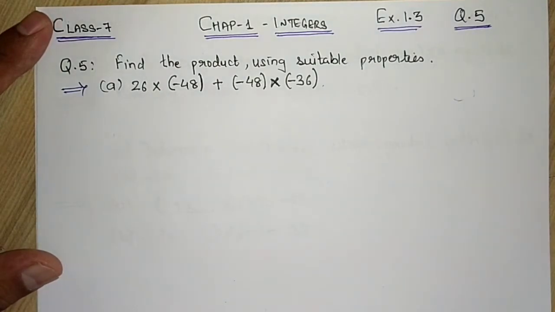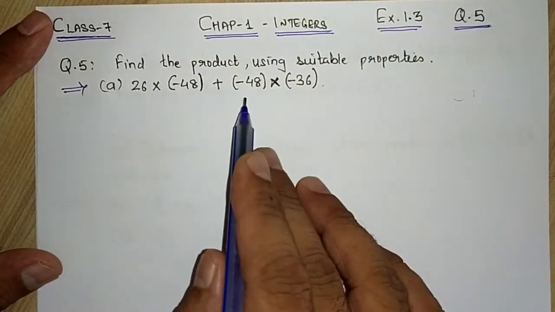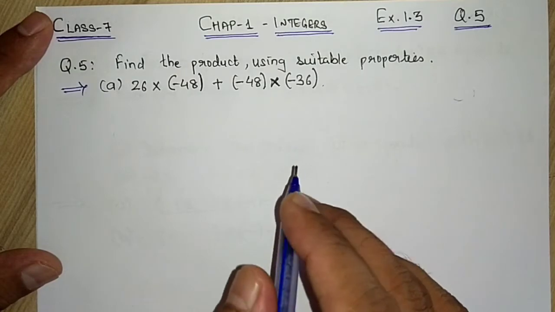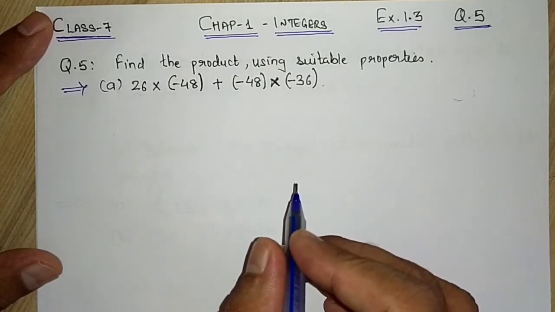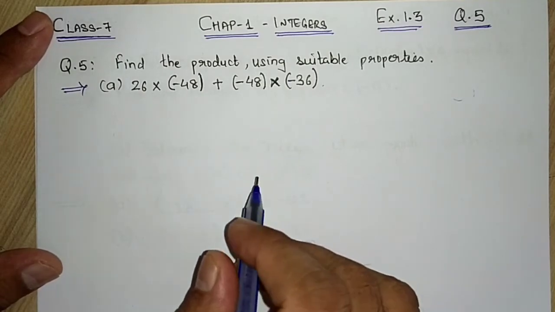Students, they have given us the problem, but we have to find these products using suitable properties. The properties which I have discussed with you in the introductory lecture of exercise 1.3, we will use here and find the product. You don't have to simply find the product by multiplying and then adding. You have to use the properties which you are supposed to apply here and find the product.